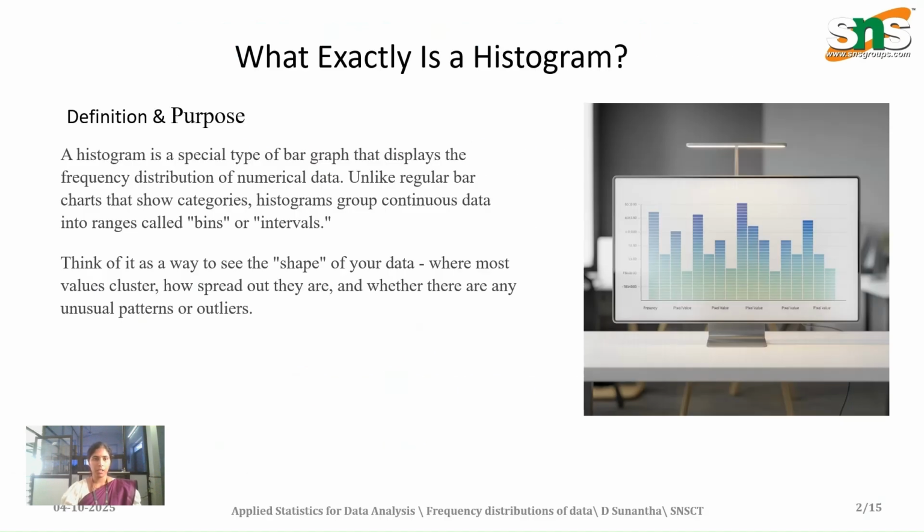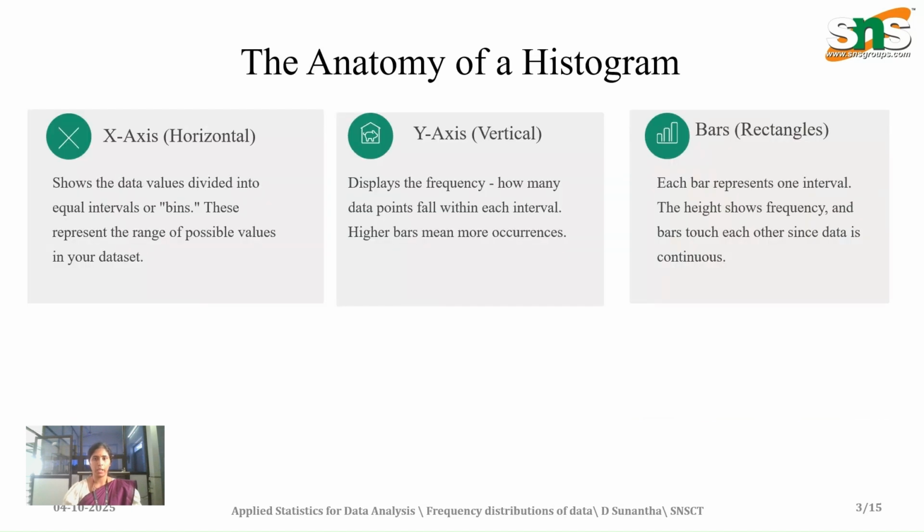A histogram is a special type of bar graph that displays the frequency distribution of numerical data, unlike regular bar charts that show categories. Histograms group continuous data into ranges like bins, intervals, etc. So we can see the clusters of values, how they are spread out, and where there are unusual patterns or outliers.